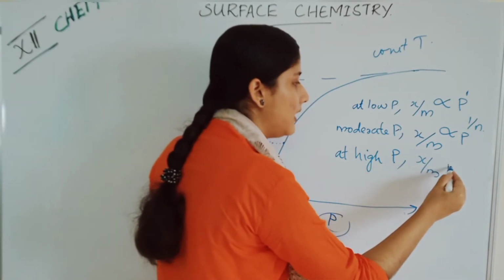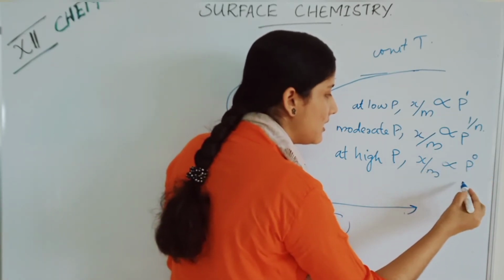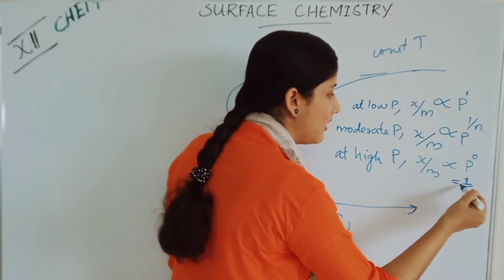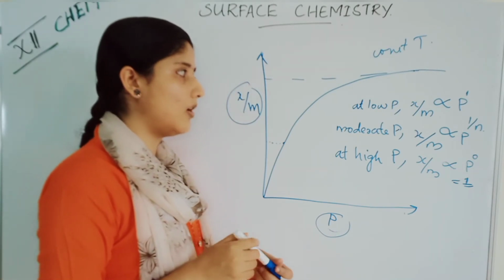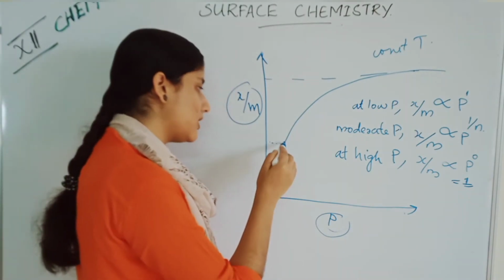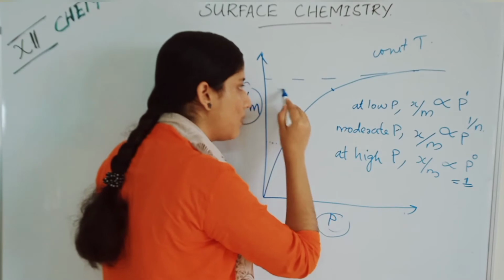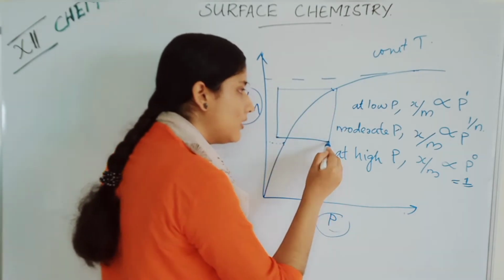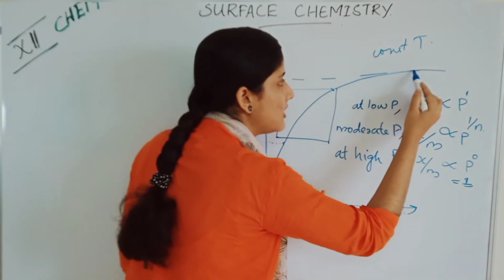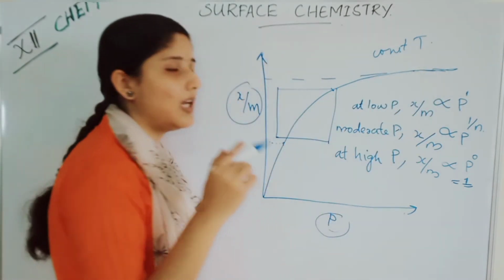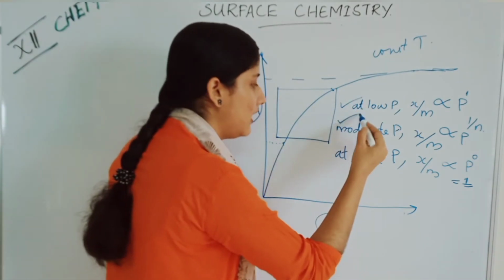X by m is independent, or we can say x by m is proportional to p raised to 0, that is equal to 1. That is, the extent of adsorption is independent of pressure. Up to here, at initial pressures, it is directly proportional to pressure. At moderate pressure, it is parabolic, that is, directly proportional to pressure raised to 1 by n. At high pressures, x by m is directly proportional to p raised to 0, that is equal to 1. These are the three conditions we can infer from this graph.